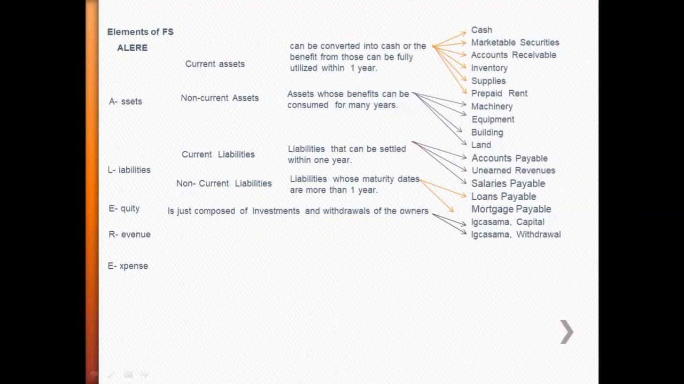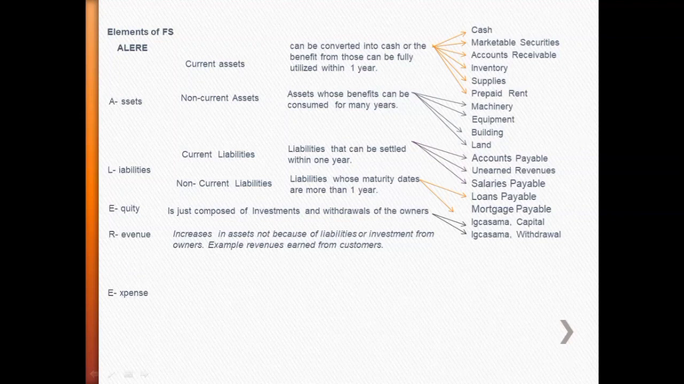Next is revenues. There are a lot of revenue accounts, but before we go to the sample accounts, let's define revenues first. These are increases in assets, but not because of borrowing funds or investment from owners. Examples are revenues earned from customers. When you earn revenues from customers, of course, your assets will increase, but not because of borrowing funds from, let's say, a bank or investment from owners, right? It can also be decreases in liabilities, but not because of payment of a debt.